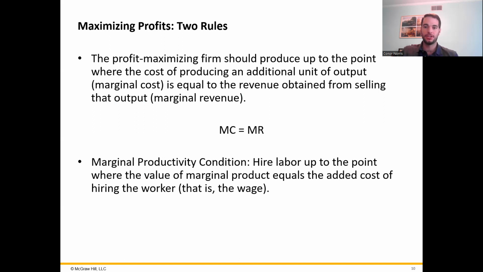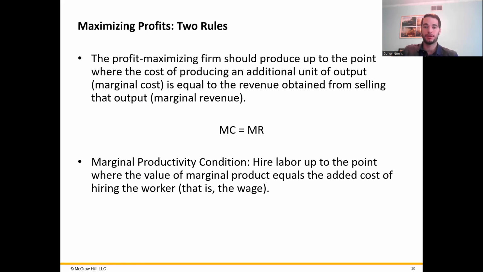Marginal revenue is the additional revenue that the firm earns from selling one more unit of output. The marginal cost is the additional cost that the firm incurs from producing that unit of output. If the firm is maximizing profits, they will produce up to the point where the marginal revenue equals the marginal cost. If they stop producing before that, when the marginal revenue is greater than the marginal cost, they're in effect leaving money on the table. By producing an additional unit, they can increase their profit.